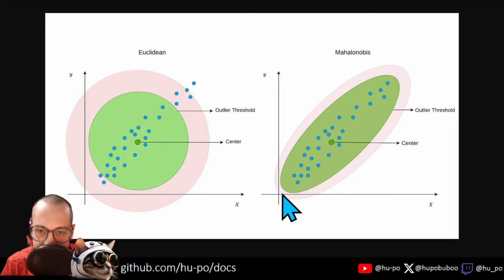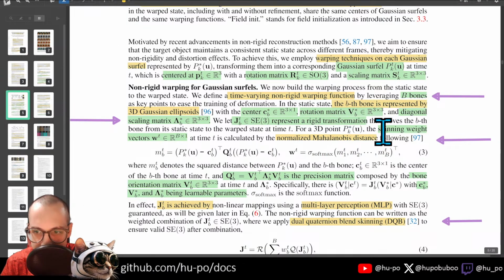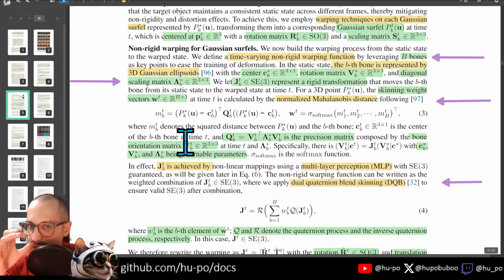There are some dimensions to this data. The data is this blue point, and those dimensions correspond to some principal components. You put this into PCA, you would get one vector that goes this way, one vector that goes that way. Mahalanobis distance accounts for that, so it's a little bit smarter than Euclidean distance. That's why they're using it here for these skinning weights and these bones. You have a precision matrix composed of the bone orientation matrix. These bones are just little ellipsoids, so they have some orientation, some scale, some center.